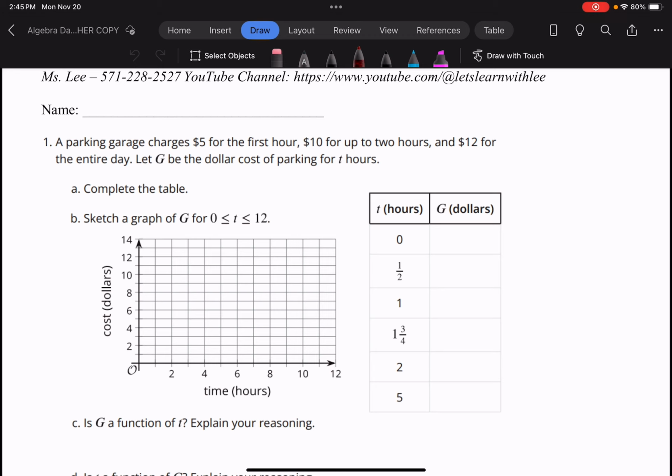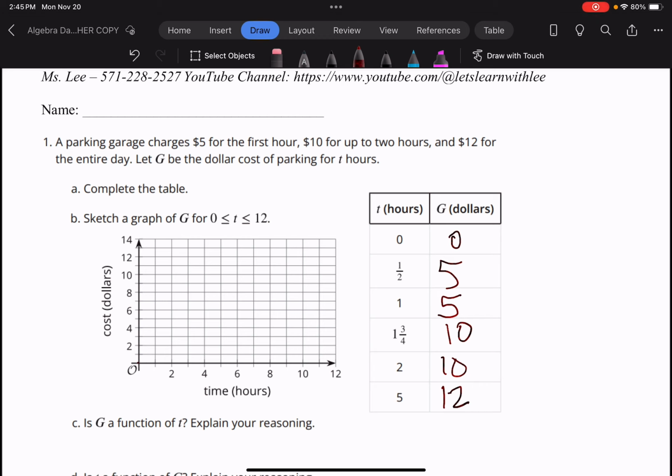So if we are parking for 0 hours, it's going to cost us $0. If I park for half an hour, then that is going to be $5. 1 hour will be $5. And then when I get past that first hour and I'm getting up to 2 hours, then it's going to be $10. And then when I get to 5 hours, after that, it's going to be $12 for the rest of the day.